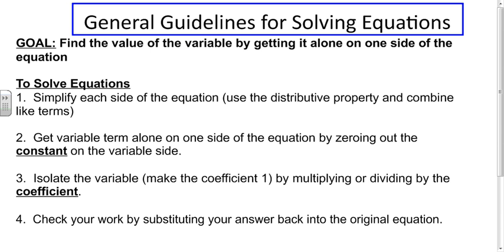To solve equations, you simplify each side of the equation using the distributive property and combining like terms if necessary. Step 2 would be to get the variable term alone on one side of the equation by zeroing out the constant. This is the step that we are focusing on today. We'll be doing this. Step 3 is to isolate the variable. That means you want to make the coefficient 1 by multiplying or dividing by the coefficient. And then check your work by substituting your answer back into the original equation.